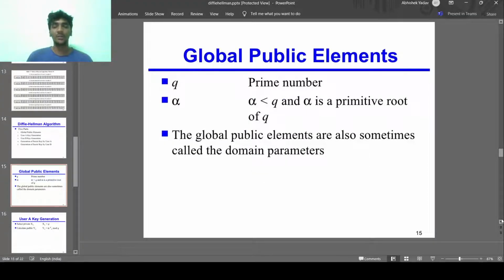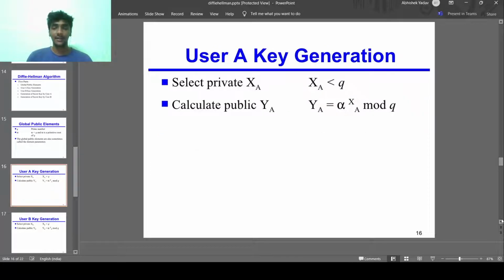So, global public elements. Q is your random prime number, and alpha, which is less than Q, is a primitive root of Q, which is also the generator of a group. The global public elements are also sometimes called the domain parameters.